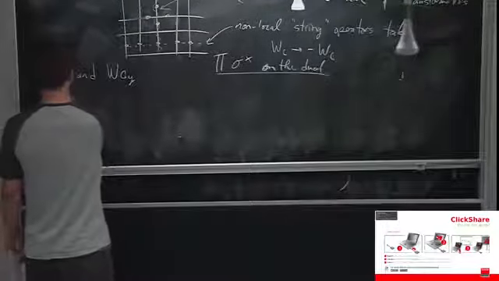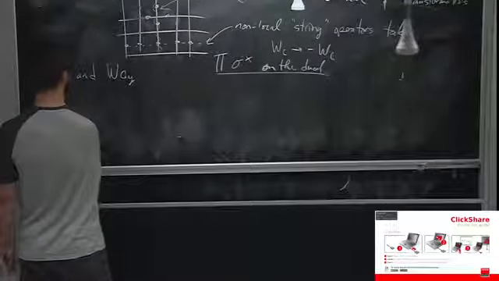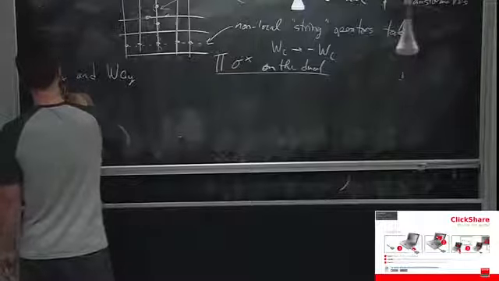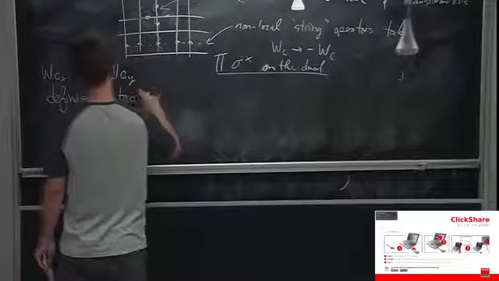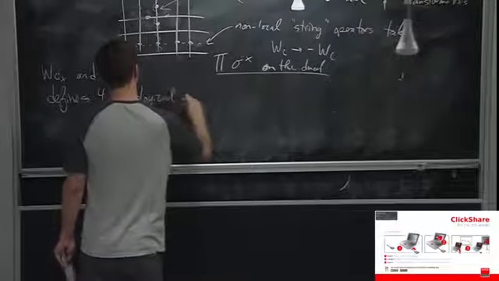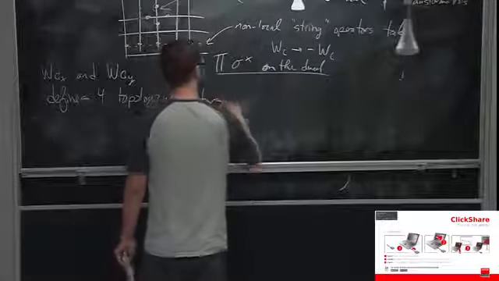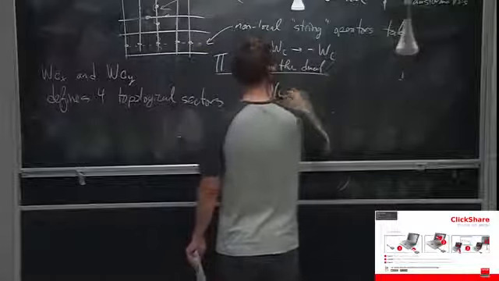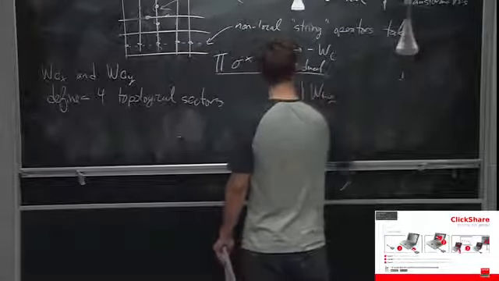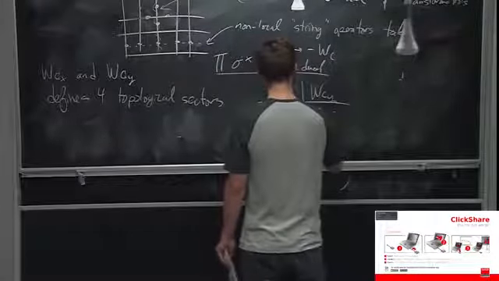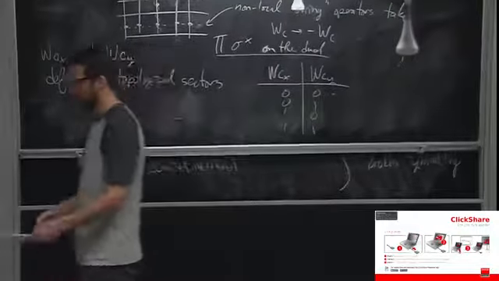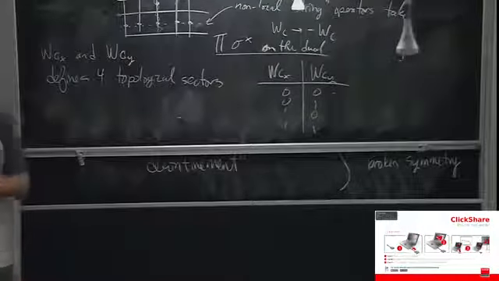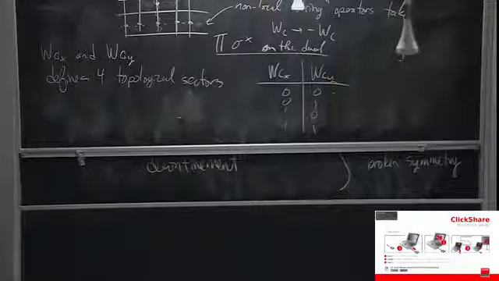So if you take these values of the Wilson loop, it defines these four topological sectors: zero zero, zero one, one zero, one one. And each one of those is a measure of a topological bit of information.